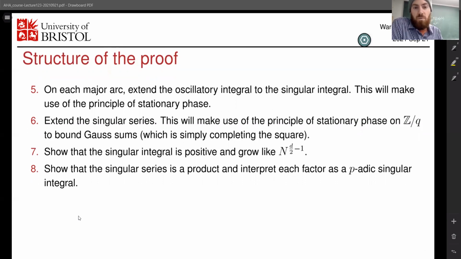So the rest of the operations, or the parts of the proof, are pretty much interchangeable. We need to extend the major arc to get a full singular integral, and then we need to extend the singular series that pops out to get a product of p-adic singular integrals. And we have to show that each of those things is positive and doesn't grow too large. Or it's also big enough, right?